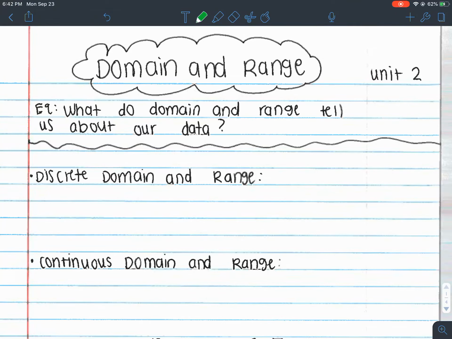Hey guys, these notes are for domain and range. We are in Unit 2. Our essential question is, what do domain and range tell us about our data?